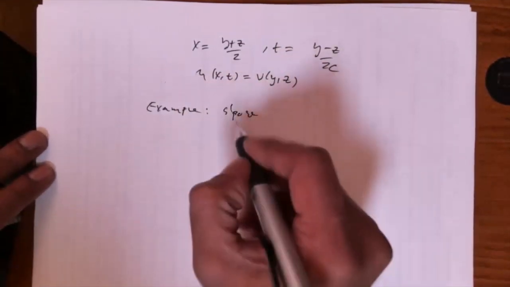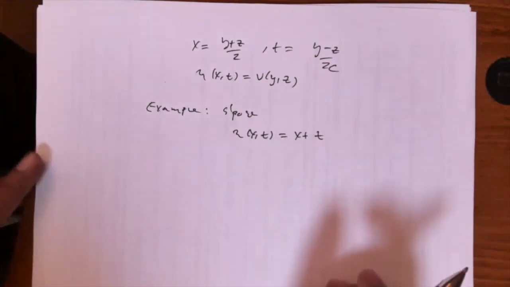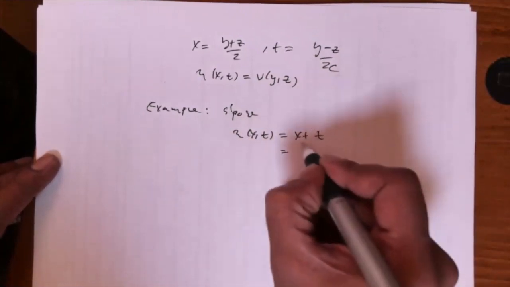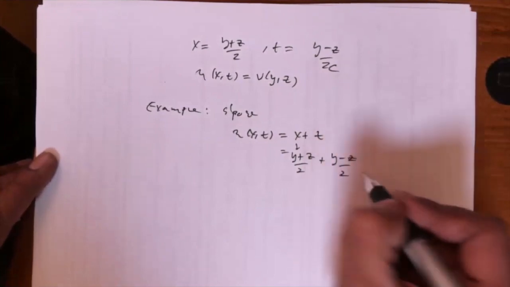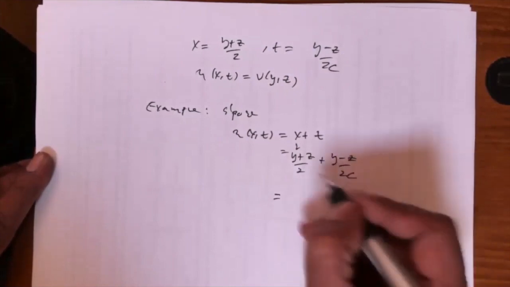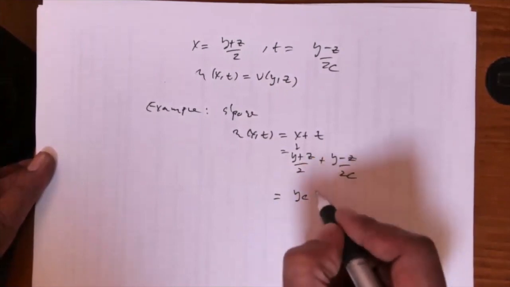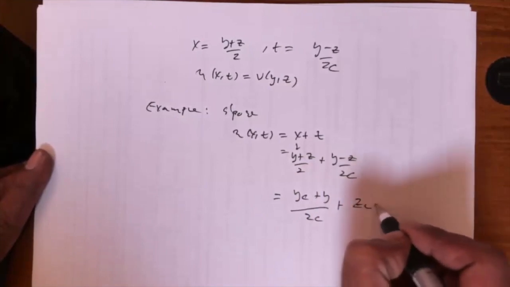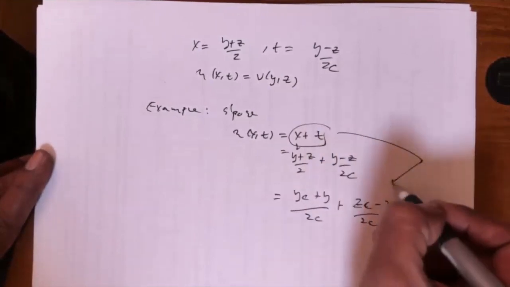So suppose u of x,t is x plus t. My point is, if I write u of x,t, now if I replace x and t, this is y plus z over 2 plus y minus z over 2c. And then we can do more math here, which we don't need to. That's yc plus y over 2c, plus zc minus z over 2c. So here you see, this is actually x plus t in terms of the new variable.